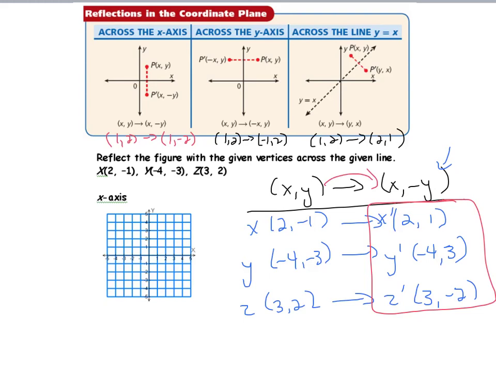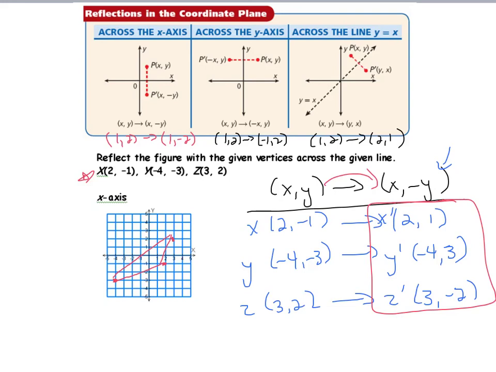So this is going to be my pre-image. It's going to be in red. X is at (2, -1). Y is at (-4, -3). And Z is at (3, 2). All right, so I'm going to draw this. This is my pre-image. And now we figured out our coordinates for our image.